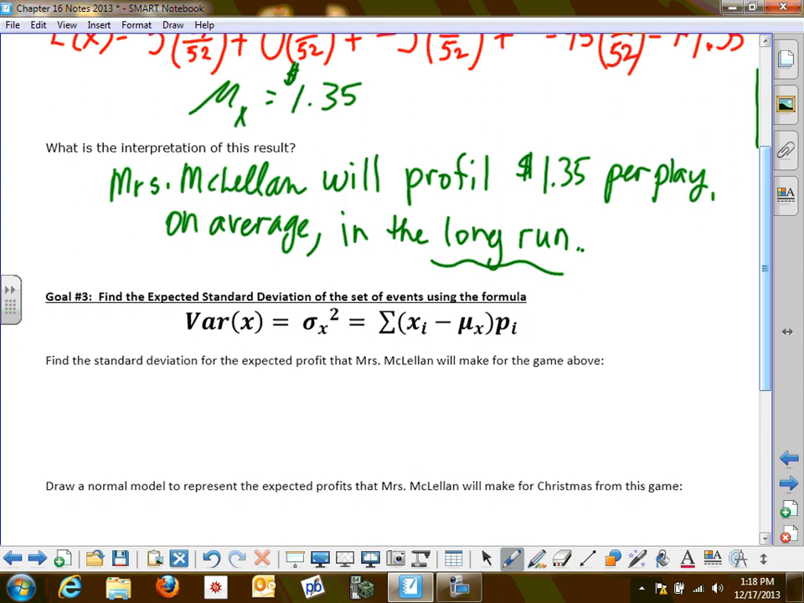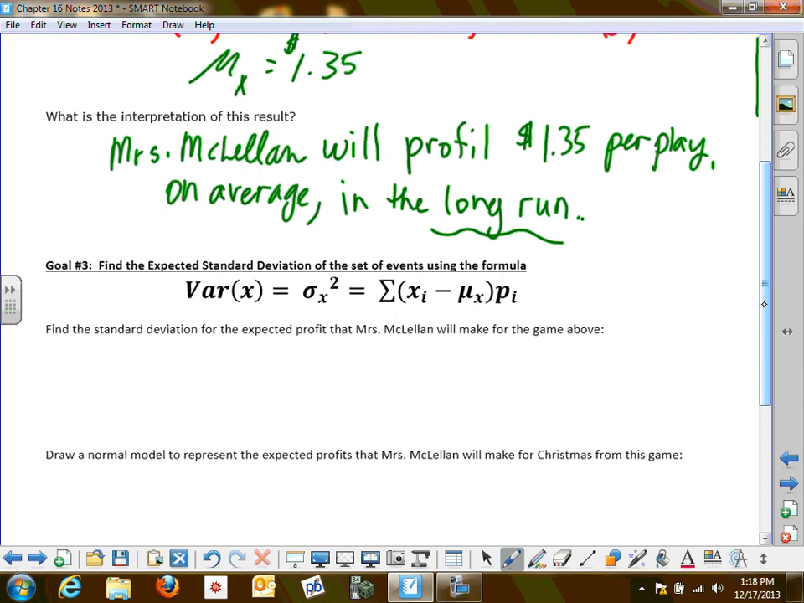Okay, that's goal number 2. Very good. All right. Next thing, goal number 3. So that was the mean. Now we do the standard deviation.